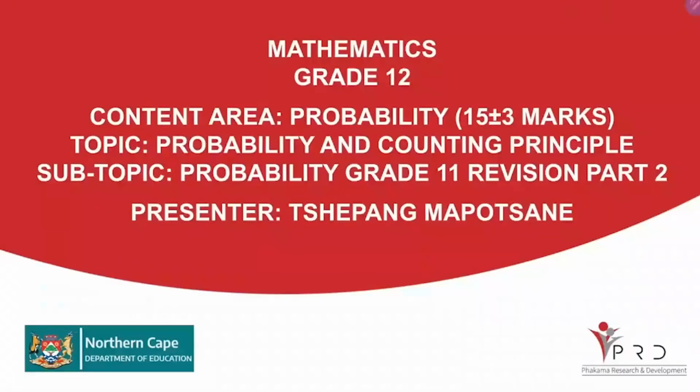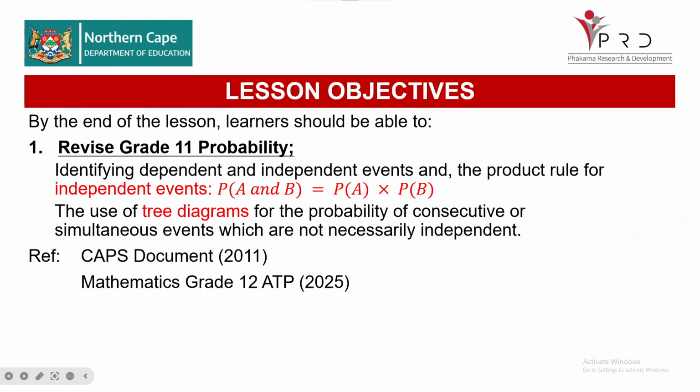Now, grade 12, in today's lesson, we are focusing on probability. For this lesson, we are still focusing on the grade 11 revision. So we are on the second part of our grade 11 revision. By the end of this lesson, you must be able to revise grade 11 probability. For grade 11 probability, we are going to specifically identify dependent and independent events.